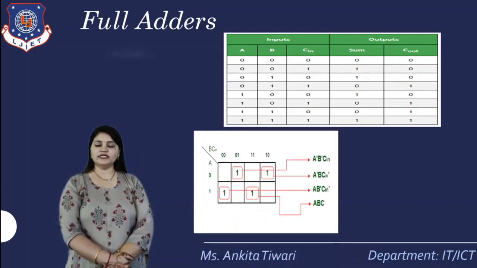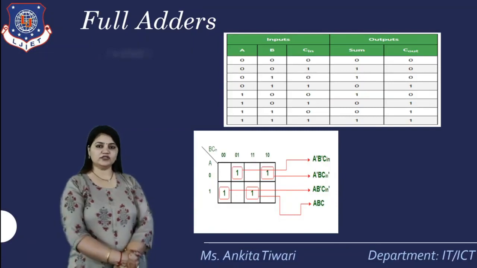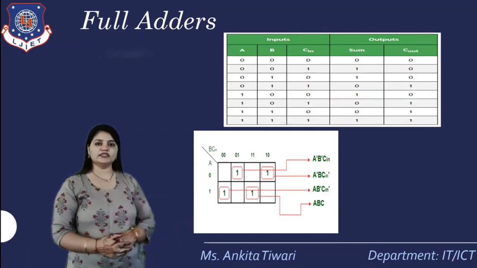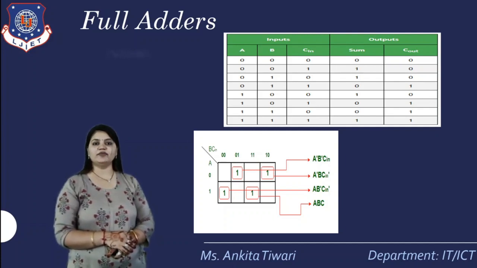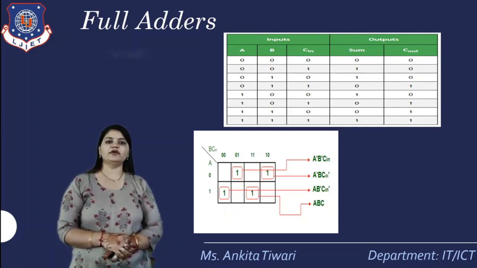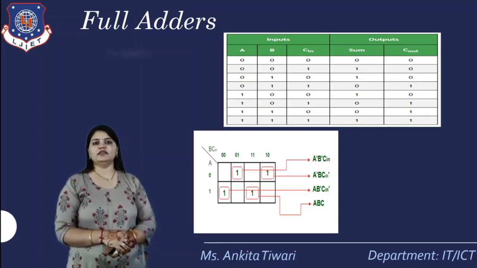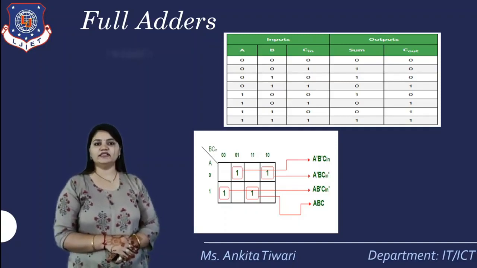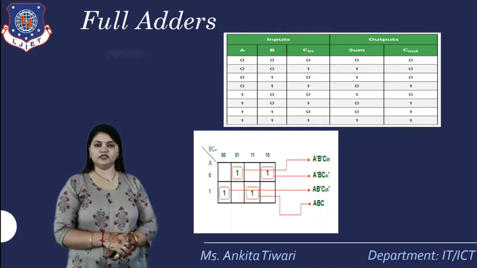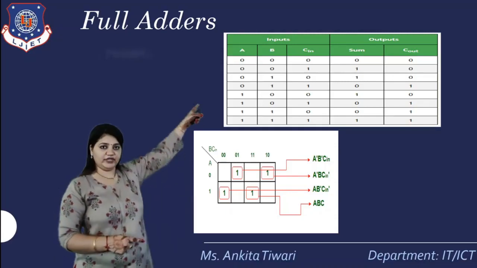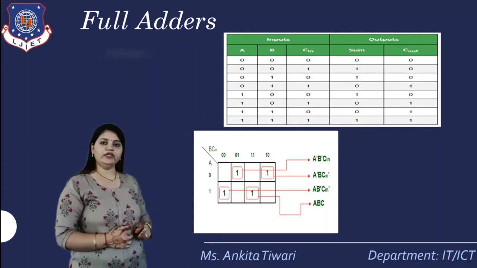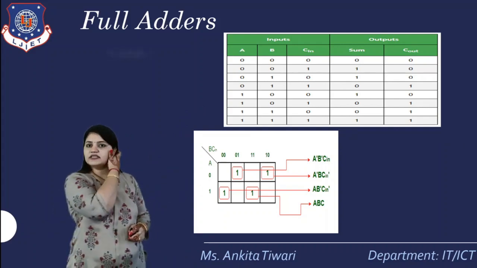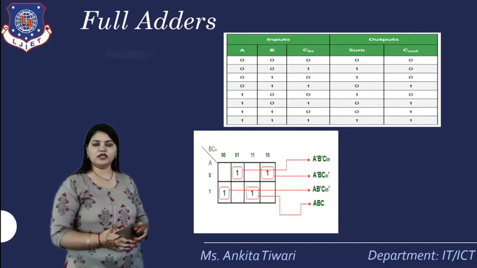Now we'll get the two equations for sum and carry. The first equation is for sum. The 4 values are 1, and we'll get the answer as A bar, B bar, C in, and A bar, B, C in. Then we have A, B bar, C bar. Then we have A, B, C. So these are 4 conditions that we got from the table itself, and we have put them in. As you can see from the K-map, it is not reduced. The answer cannot be reduced. So this is the equation.